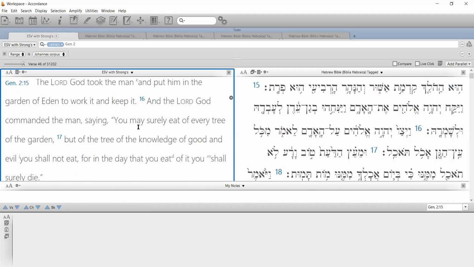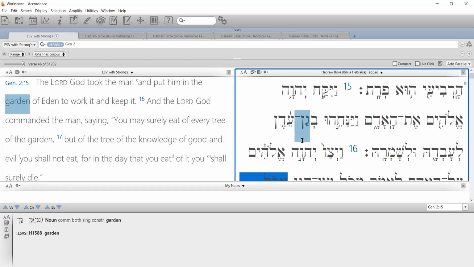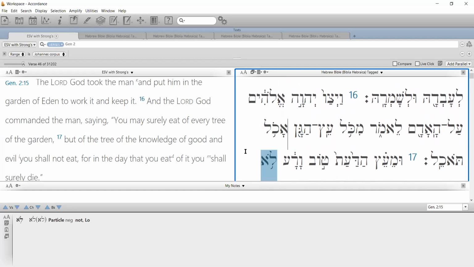And the Lord God commanded the man, saying, you may surely eat. Okay, and let us see how it is in Hebrew. Yeah, this is the phrase. Achol to'chel. So achol, do you see it? The vowels are o, and to'chel is the yiqtol form. So it means you may surely eat.